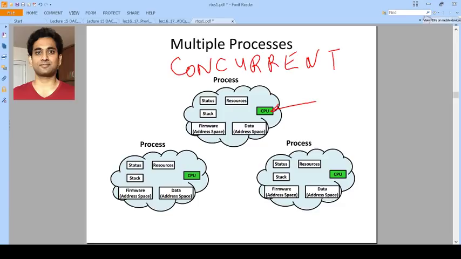Execution. So when I say a multitasking system or concurrent execution, what I really mean is that only one task is executing at any given instant in time, but the CPU is switching between these tasks or processes so fast that they appear to be all running at the same time. That's the idea of concurrent tasks.